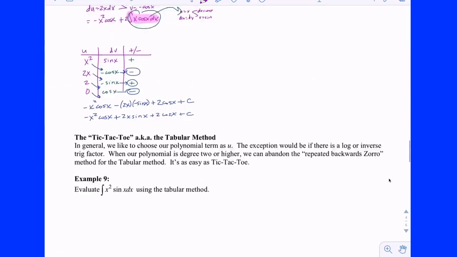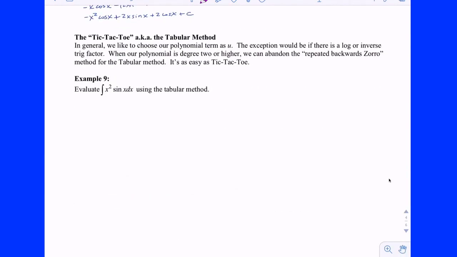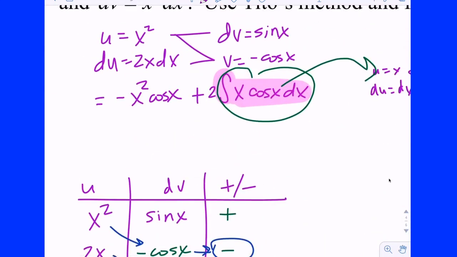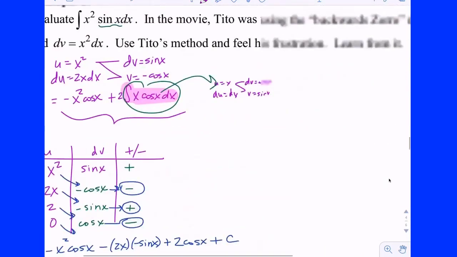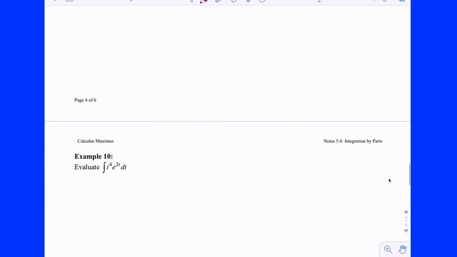Okay, so we just did example 8 with the tabular method, which is what example 9 was asking us to do. I kind of combined both methods, but I never really finished the Zorro method because I wanted to convince you that the tabular method is better. Okay, let's try example 10.